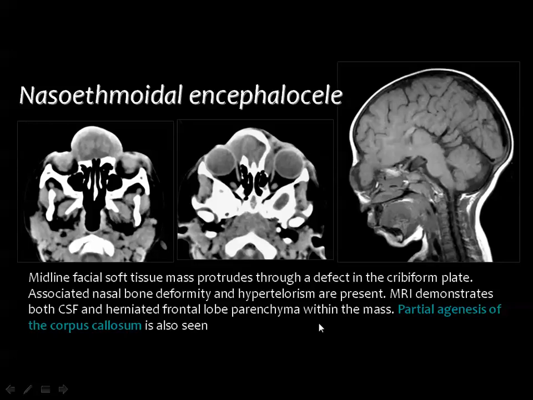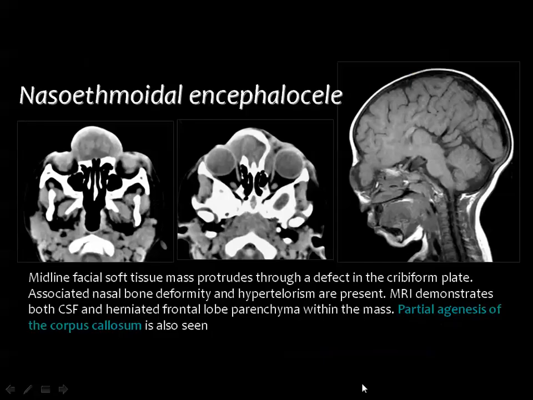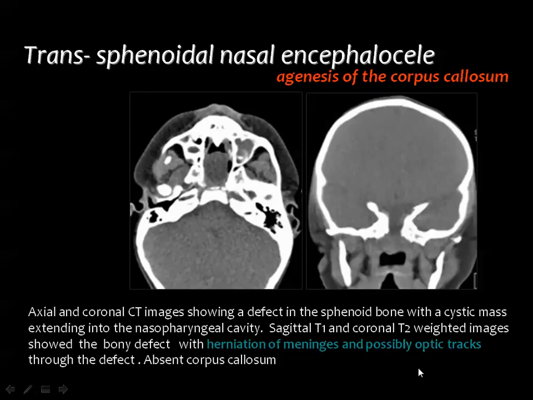Then if you look at the MRI, you see that the brain itself is herniating, and also you can see some CSF and the dural sac as well. And many times you can also assess this very common associated anomaly, which is the abnormalities in the corpus callosum. And here you see a very small part of the corpus callosum; the rest of the corpus is agenetic.